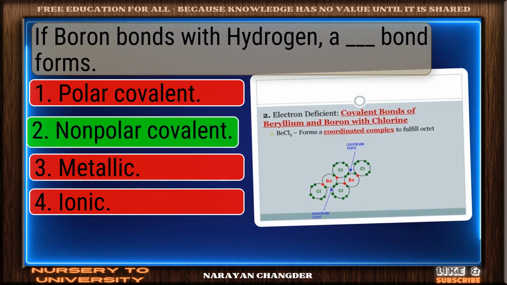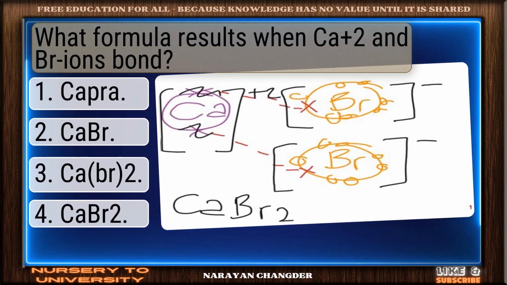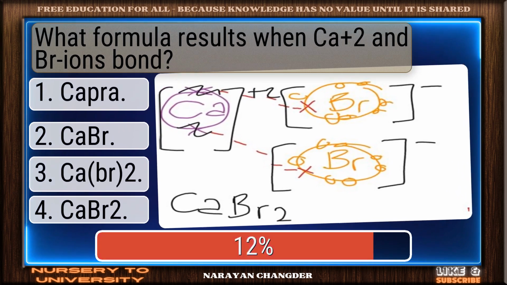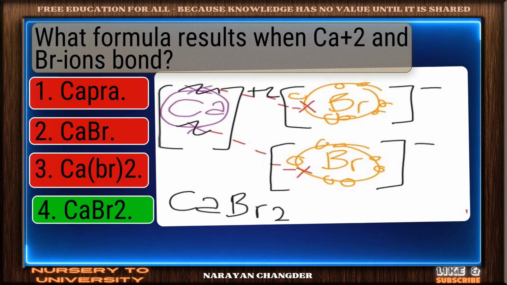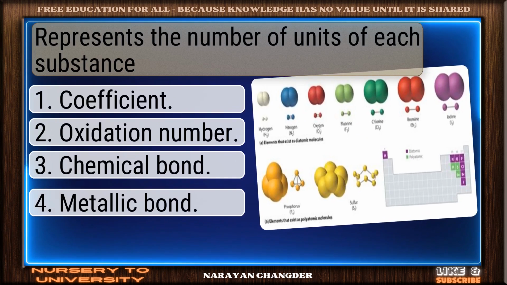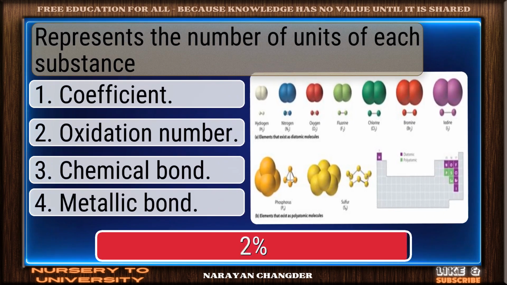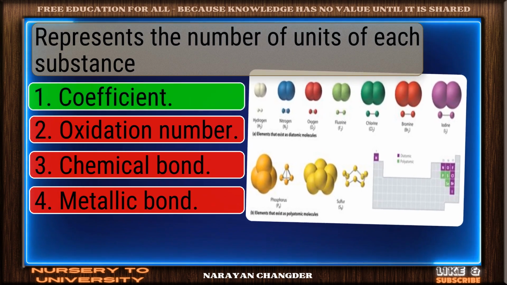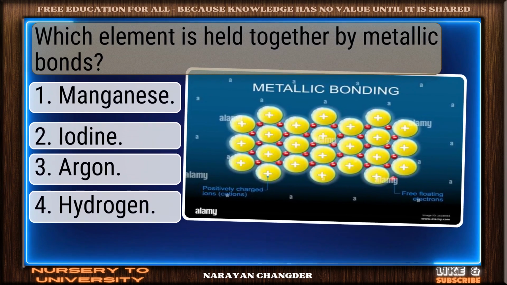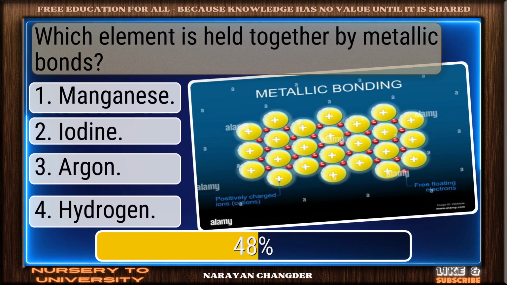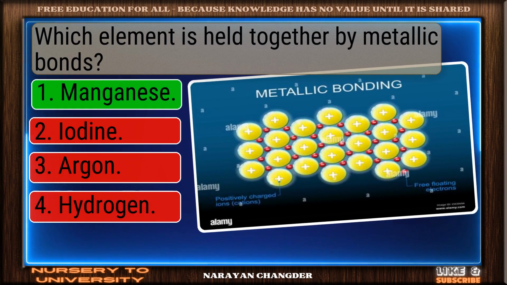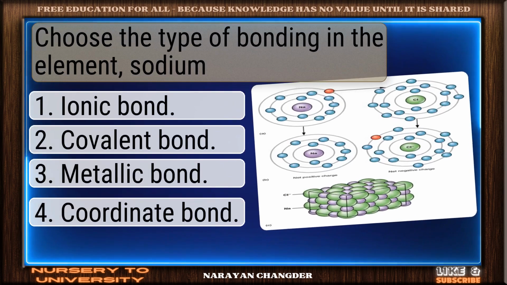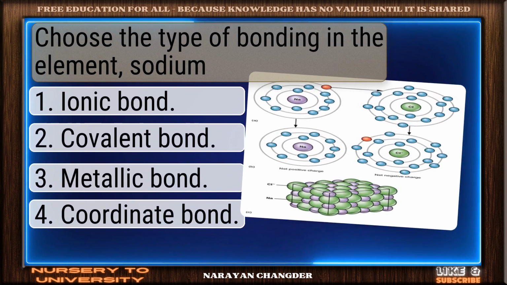Very good, nonpolar covalent. What formula results when Ca2+ and Br- bond? CaBr2. Represents the number of units of each substance. Accurate answer, coefficient. Which element is held together by metallic bonds? Well supported, manganese. Choose the type of bonding in the element sodium.